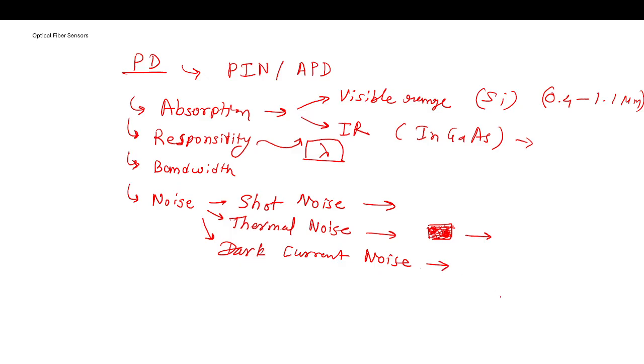Then there will be a dark current. Without photons also, sometimes the photodiode generates the current. That is because of thermal energy. Thermal energy based excitation. So it will go from the valence band to the conduction band, and that's why sometimes we can see the dark current also.